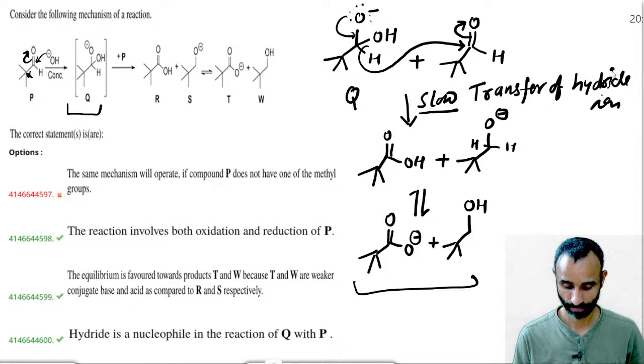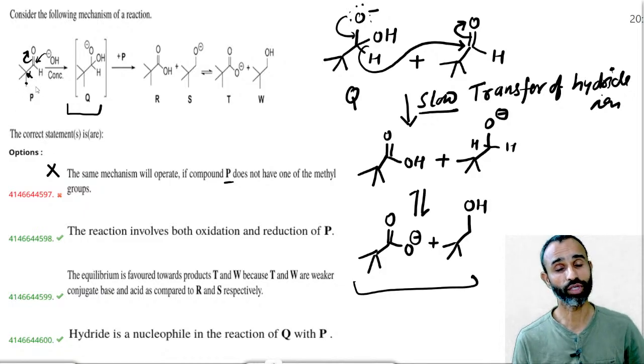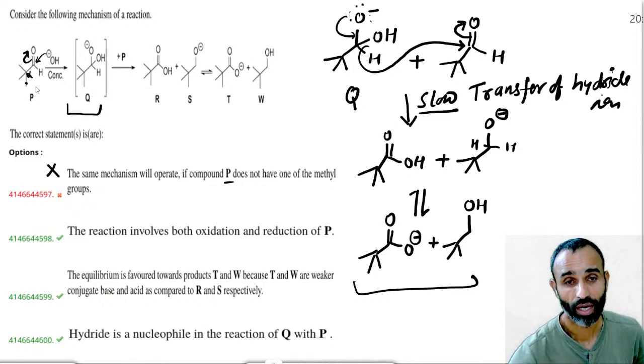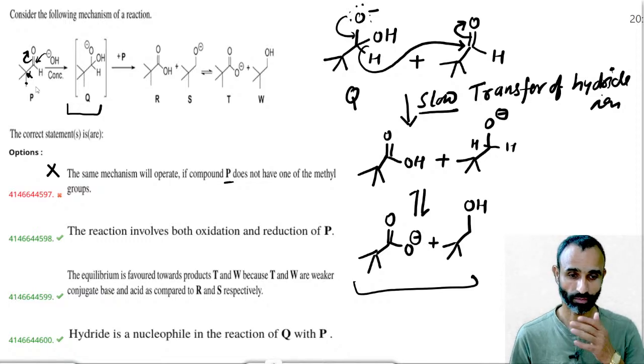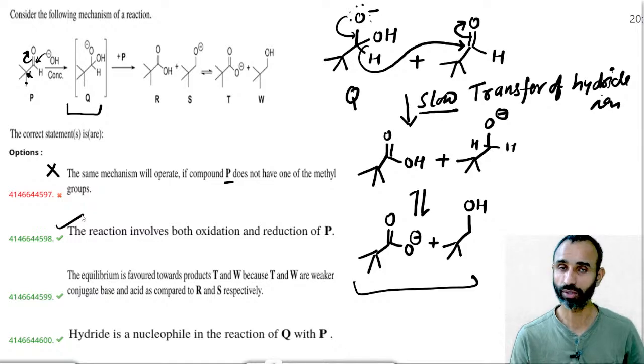First, the same mechanism will operate if compound P does not have one of the methyl groups. Wrong. If there is no methyl group here, there should be hydrogen, then we get aldol. That means the statement is wrong. The reaction involves both oxidation and reduction. A disproportionation reaction takes place.